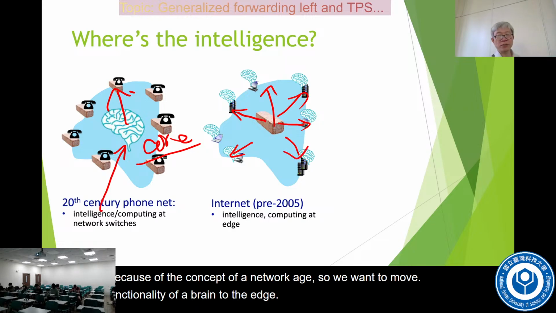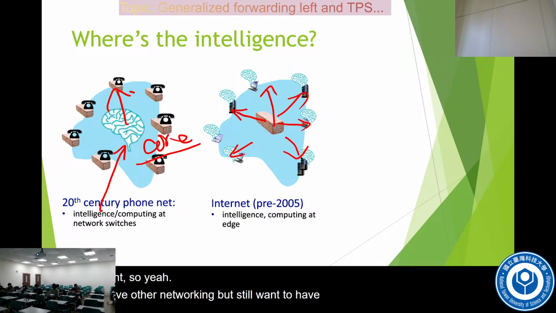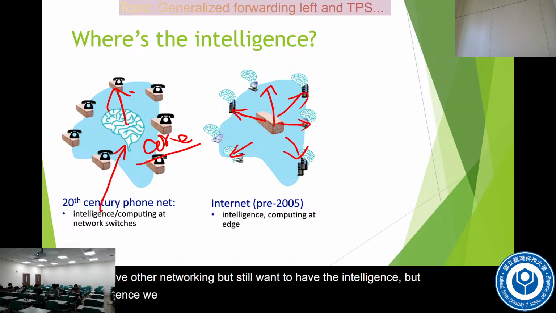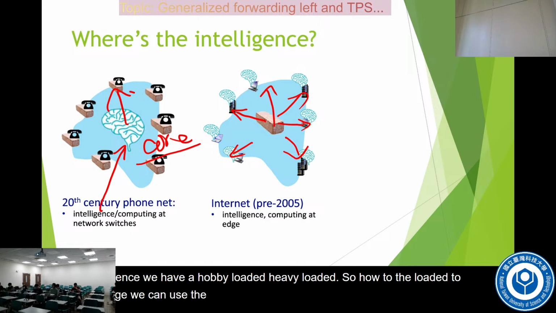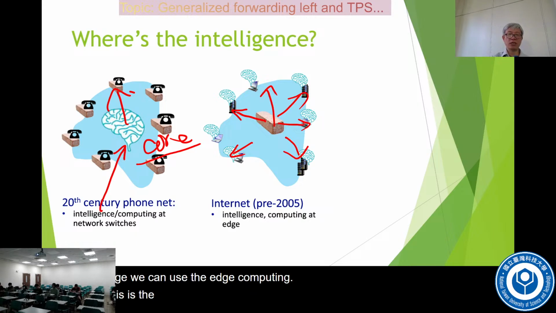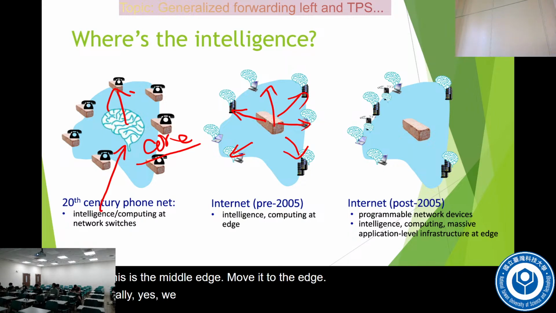All right, so we have the networking, but still we want to have the intelligence. But the intelligence is a heavy load, so how do we shift the load to the edge? We can use edge computing. And this is the middle edge. Move it to the edge. Finally, yes, we have the intelligence at the edge.